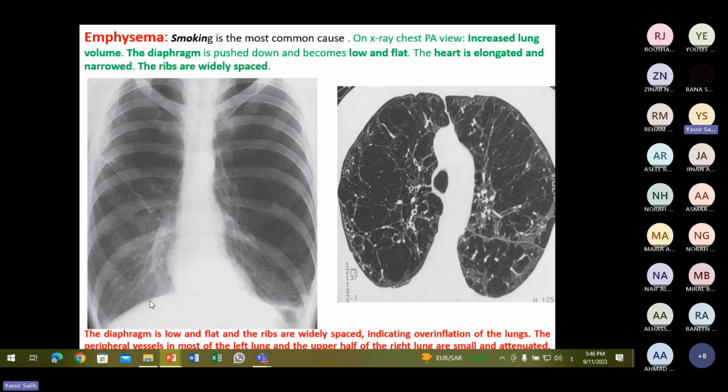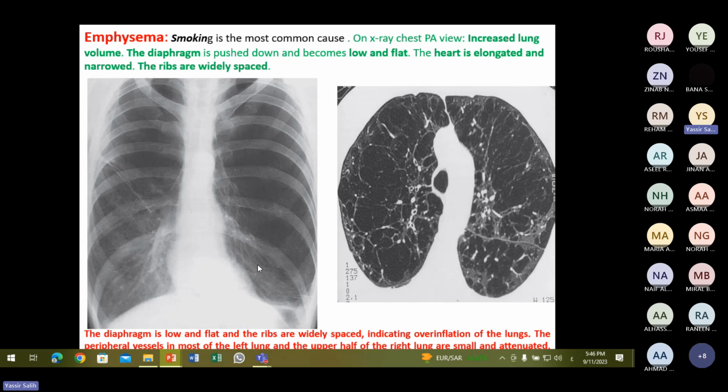And the diaphragm, notice that we said it should look like a tent, but now it is clearly pushed down. The diaphragm is pushed down and low in position. Also you can see there is increased lucency, an area with increased lucency especially in the superior zone.